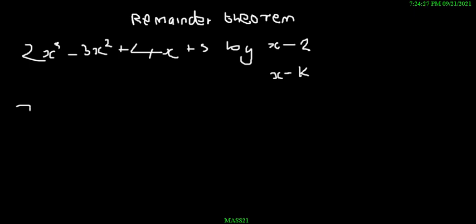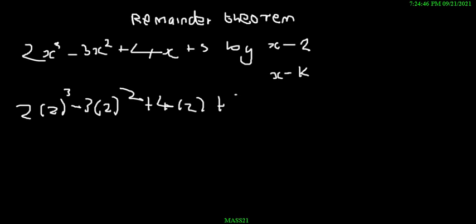So in this case, we say 2 times 2 to the power 3, minus 3 times 2 squared, plus 4 times 2, plus 5. So 2 to the power 3 is 8. 8 times 2 is 16. So let's just write 16.